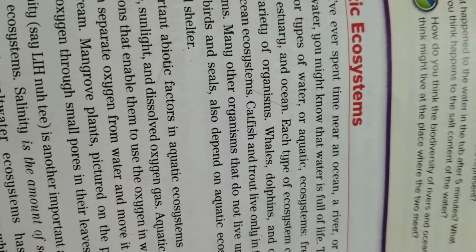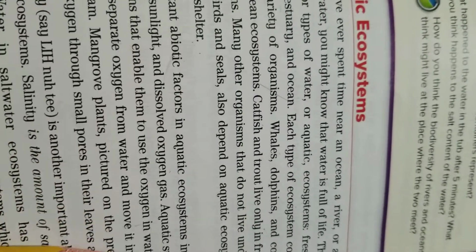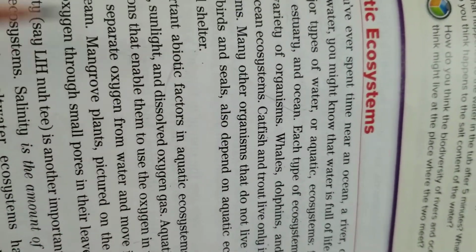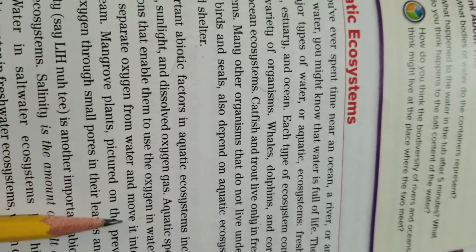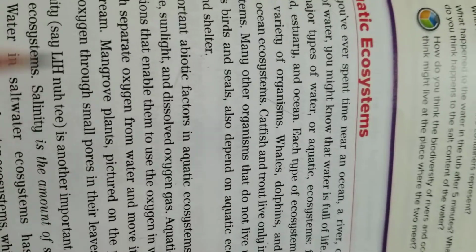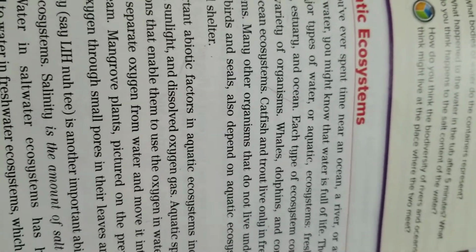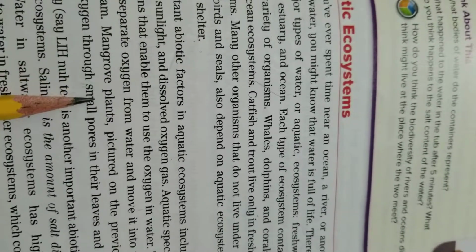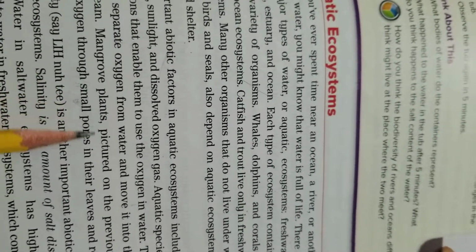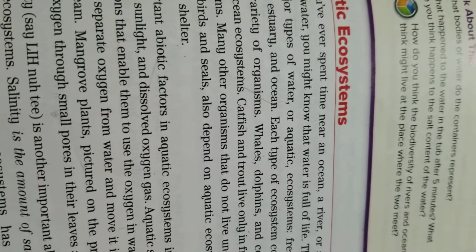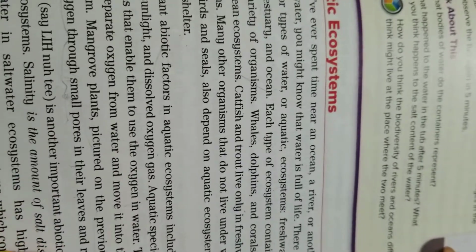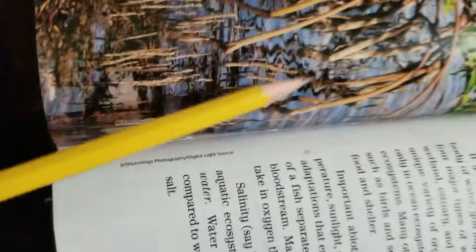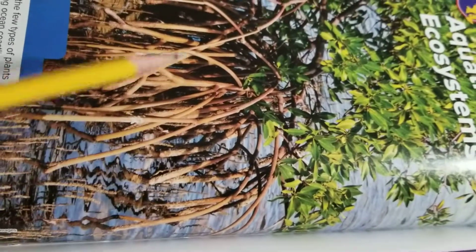Aquatic species have adaptations that enable them to breathe oxygen underwater, as we just read. The gills of a fish separate oxygen from water and move it into the fish's bloodstream. Wow, that's interesting. Mangrove plants, pictured on the previous page, take oxygen through the small pores of the leaves and the roots. Now this prop root tree that I had told you about, the actual name is a mangrove plant.